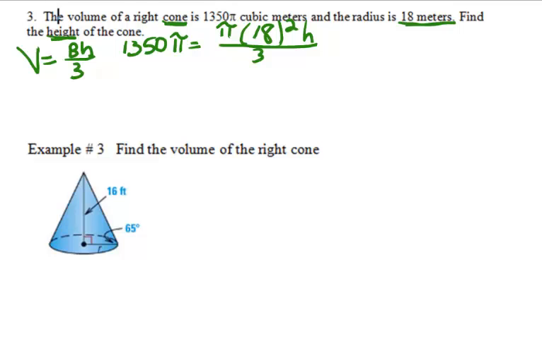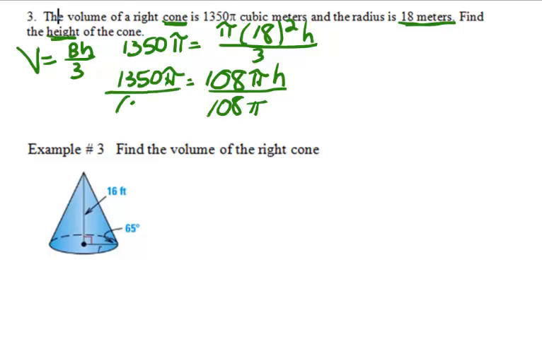So I can do two things here. I can either multiply both sides by 3 to get rid of the fraction, or I can do the 18 squared and divide by 3. If I do the 18 squared and then divide that by 3, let's rewrite. I've got 1350 pi equals 108 pi times the height. So remember, we're solving for height. At this point, I'm multiplying height by 108 pi, so let's just get rid of it. Let's divide by it.